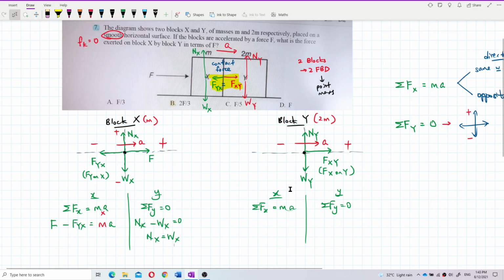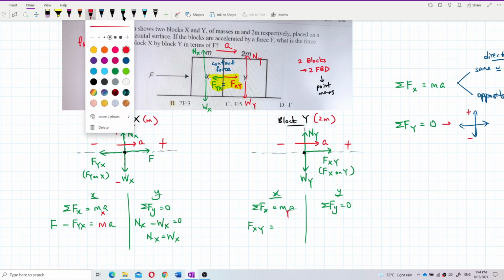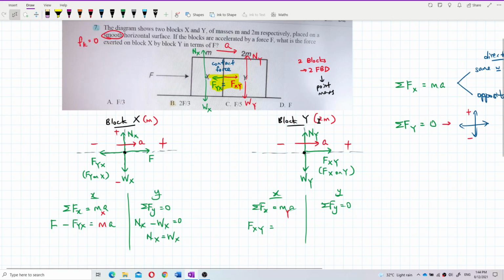Okay, block y. For block y, Fxy is the same direction as acceleration, so it's positive. And this one is mass y, so if mass y is 2m, put 2m. The acceleration should be the same for both because they are sticking to each other, right? So just put a. Okay, and then the y component, just take going up positive, going down negative.